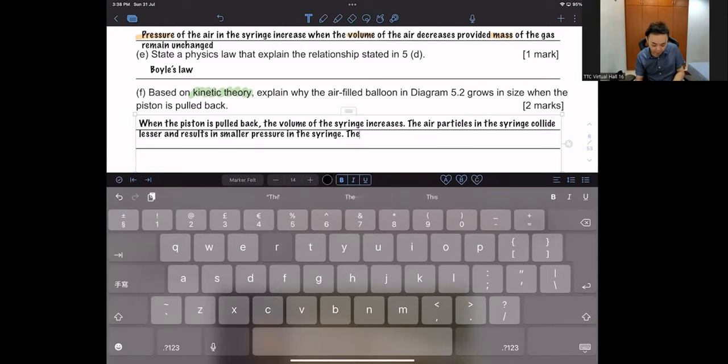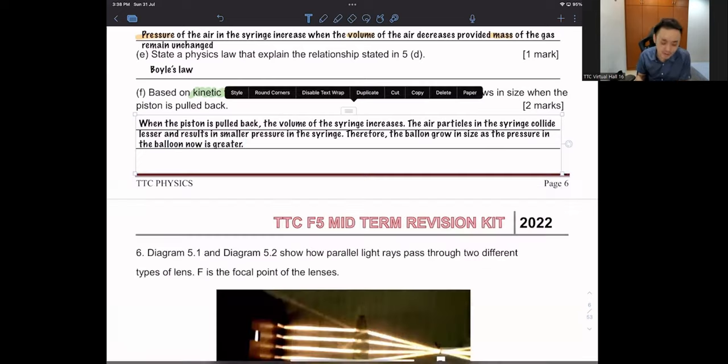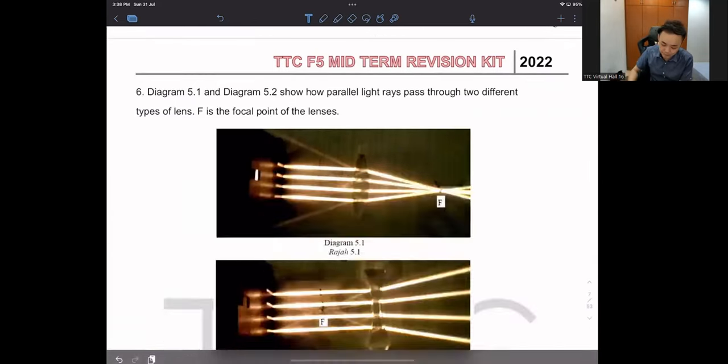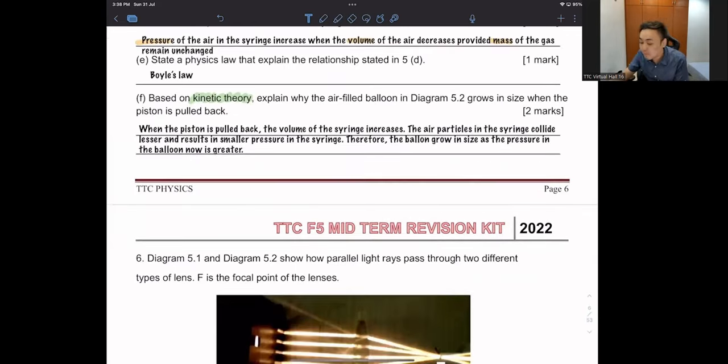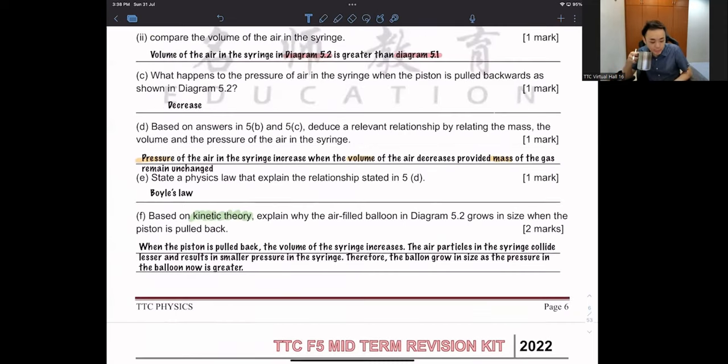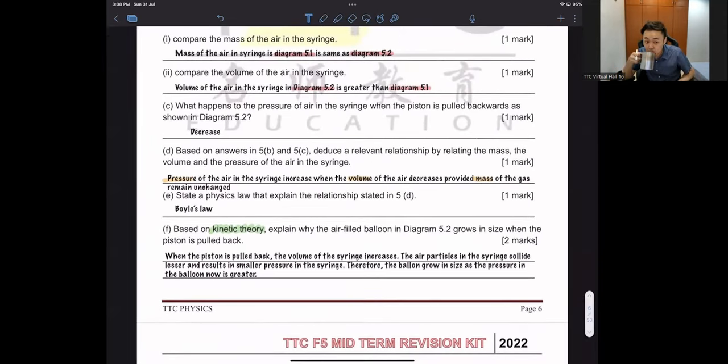All right. So therefore, the balloon grows in size as the pressure in the balloon is now larger. Like that, 2 marks. Get it? Questions? Anything you want to ask about question 5 before I go on?